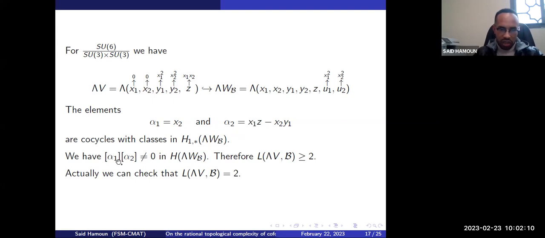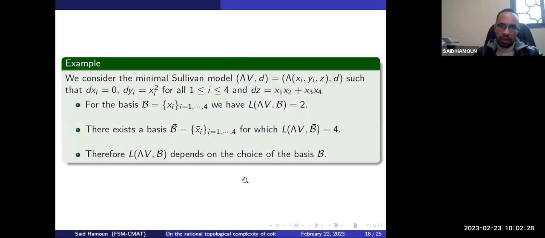And we can check that the product of the cohomology classes alpha 1 by alpha 2 is different from 0, which means that L is greater or equal than 2. And actually, we can check that it is exactly 2. In this example here, we will see that the length L depends on the choice of the basis B.